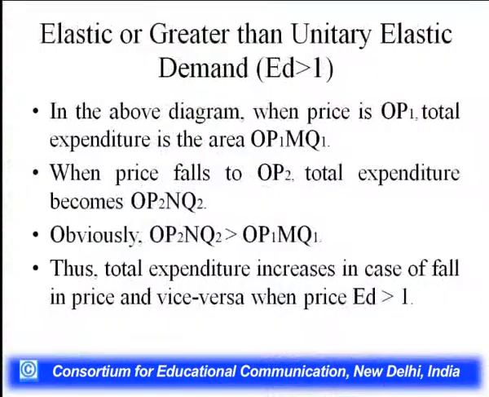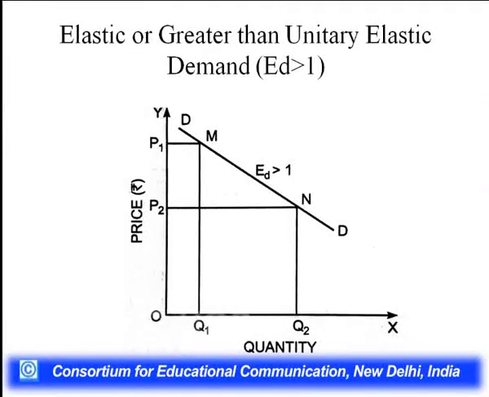The last one in this type of elasticity, price elasticity of demand, is your ED less than one. But a correction here. In the above diagram, when price is OP1, total expenditure is the area OP1 MQ1. So, see this area shows the total expenditure.